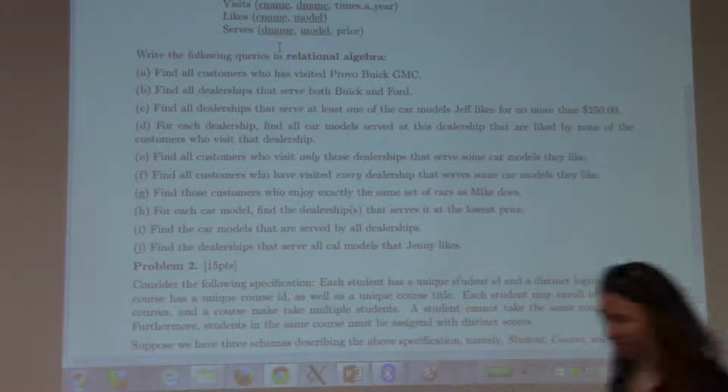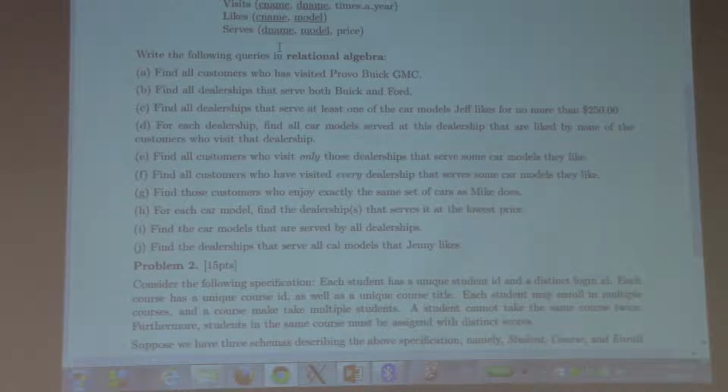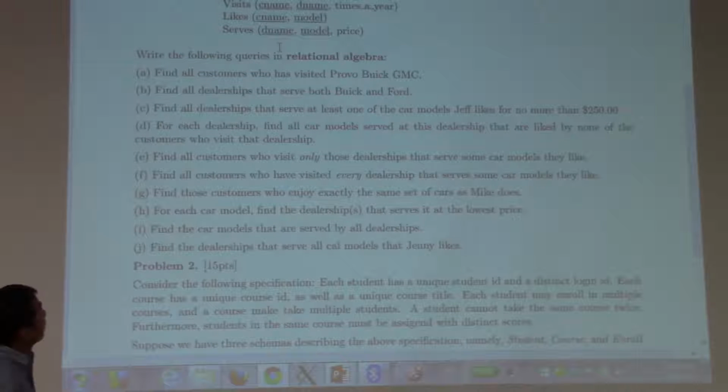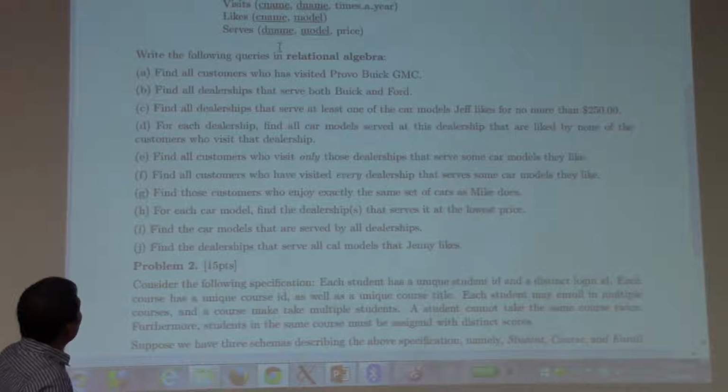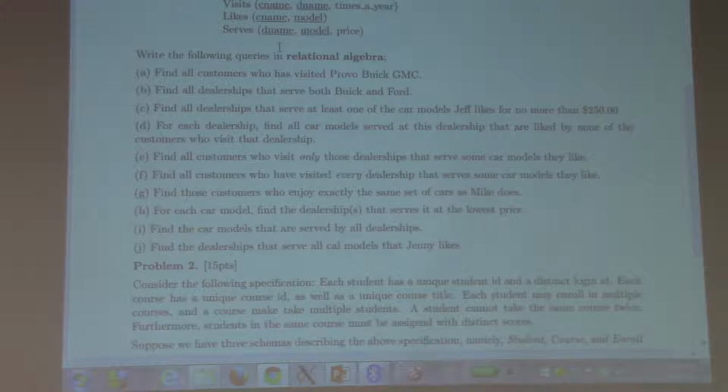The first one is relational algebra. The second one is a simple test on your understanding of the relational model. Relational algebra, the first few are pretty straightforward. Let me go with D, because the first 3 are quite straightforward, and you should be able to figure them out fairly easily. Let's look at D. For each dealership, find all car models sold at this dealership that are liked by none of the customers who visit that dealership.